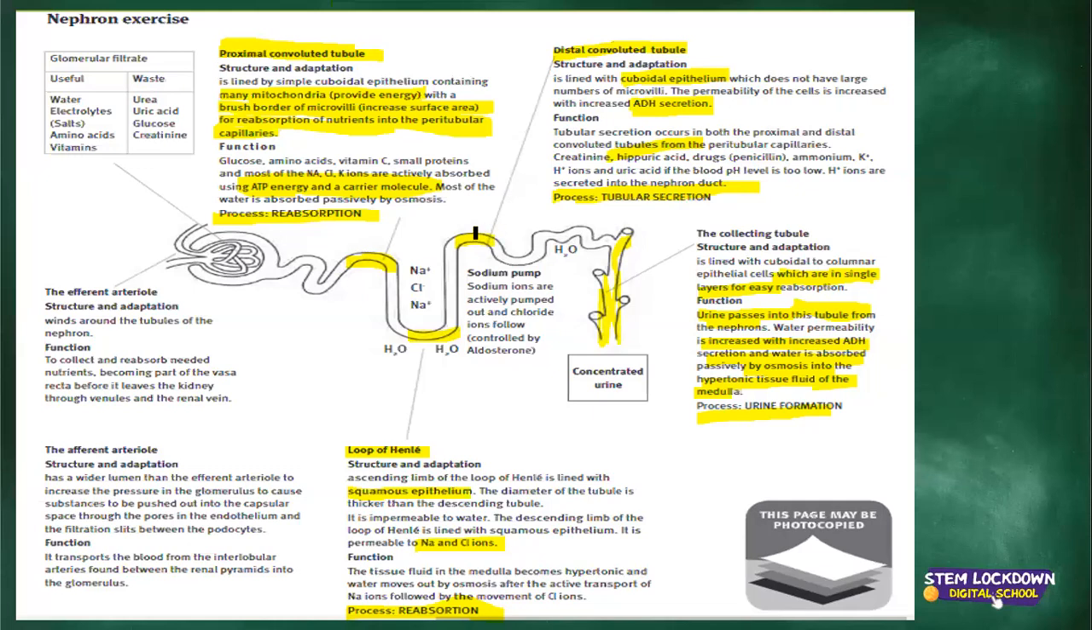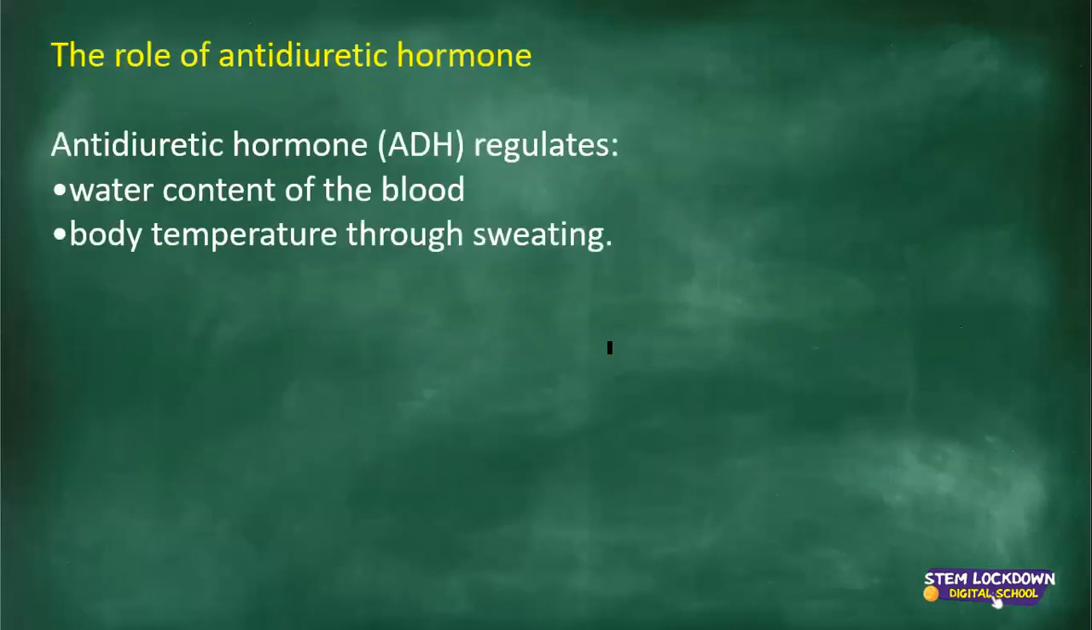Then all the filtrate that is left in the distal convoluted tubule after the reabsorption process is done will then move on through the process of urine formation, where it is going to be collected by the collecting tubule or collecting duct, and then it moves to the ureter where it will be excreted.